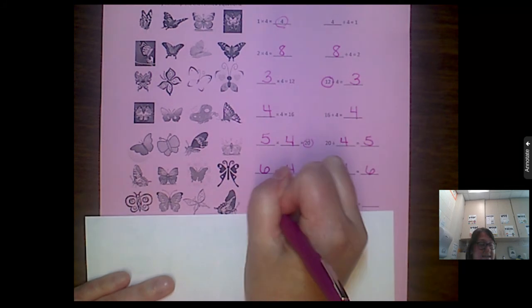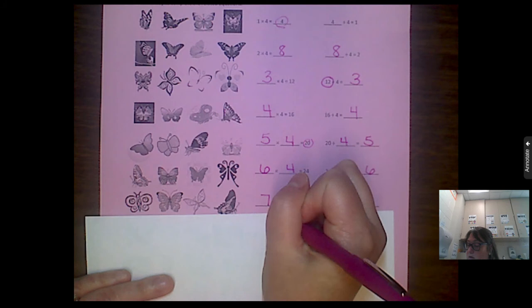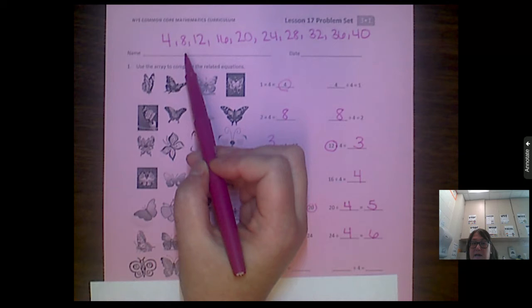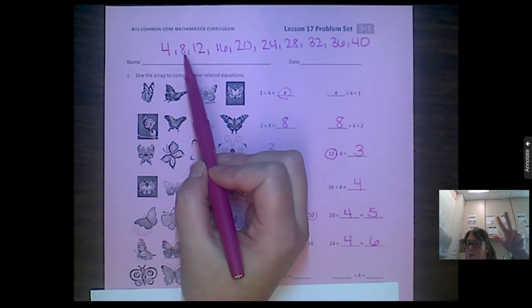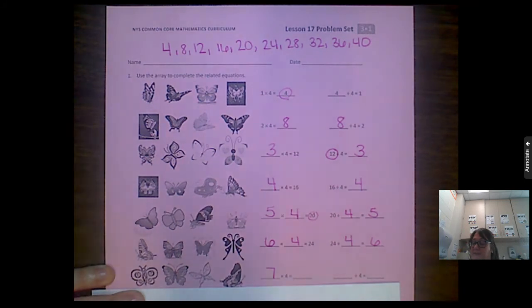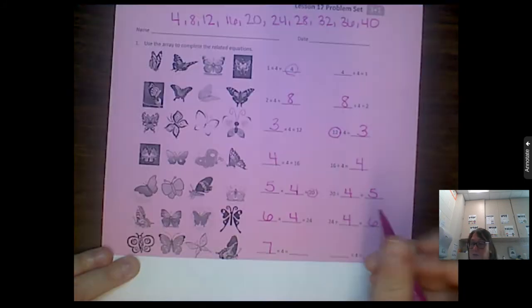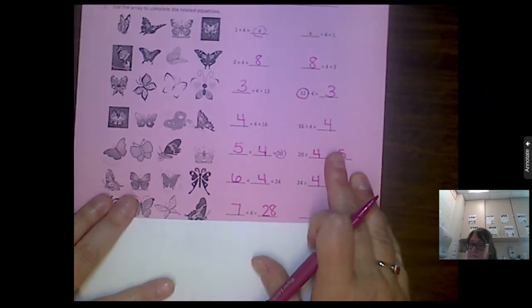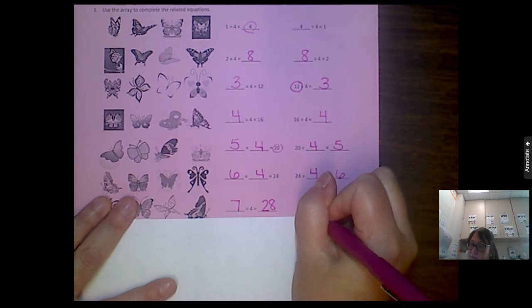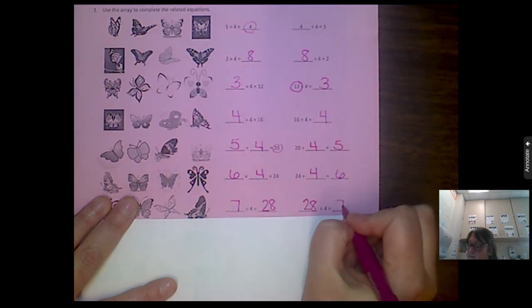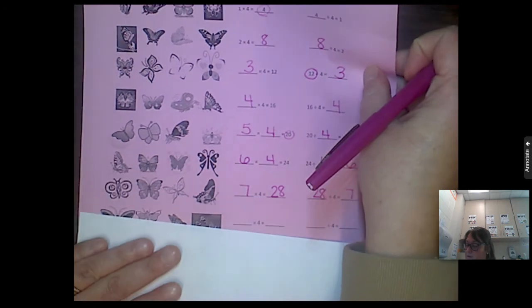Now I have 7 rows of 4, which equals, they didn't give it to me now, so I'm going to use my count by up here. Okay, so I've got 4, 8, 12, 16, 20, 24, 28. So if I count 7 times, that gives me 28. So for my division sentence, what comes first? The total, right? So 28 divided by 4 equals 7. How do we do? Good job.